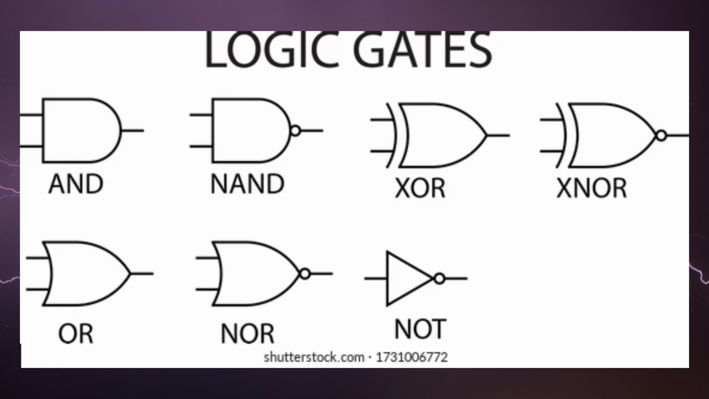NOT gate. The symbol for a NOT gate, also known as an inverter, is a triangle with a small circle at its input side. The input is represented by a line entering the triangle, and the output is represented by a line leaving the triangle.